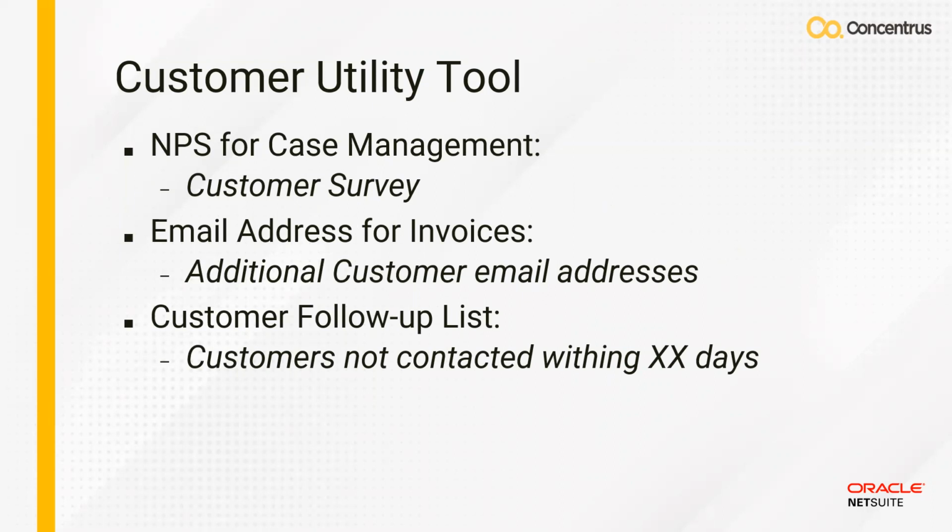So on the customer utility tool, we have three different products that, as I mentioned, can be purchased separately or they can be purchased as a bundle. Now, these are little tweaks and adjustments that save a lot of time for the customers. You may not think that you need them, but it's a lot of time savings for our customers. So the first one on the customer utility tool is the ability to do surveys.